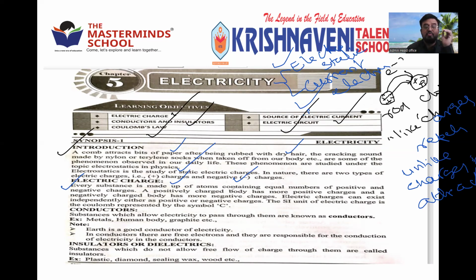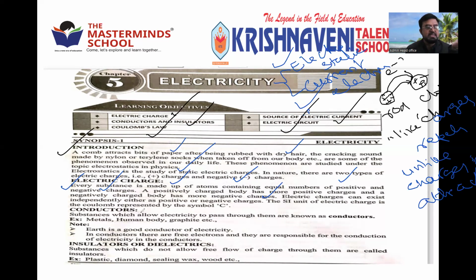Every substance is made up of atoms containing an equal number of positive and negative charges. That is called a neutral body. Every body is generally neutral because it contains the same number of positive and negative charges. A positively charged body has more positive charges compared to negative. If 5 negative are there, maybe 6 or 7 positive. Whereas a negatively charged body contains more negative charges.